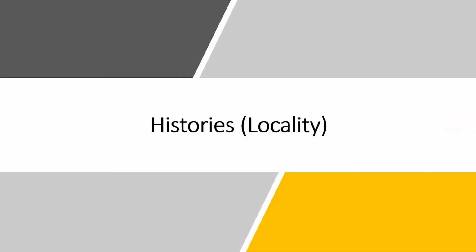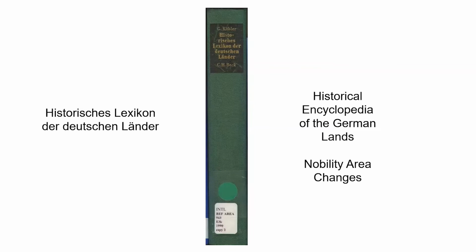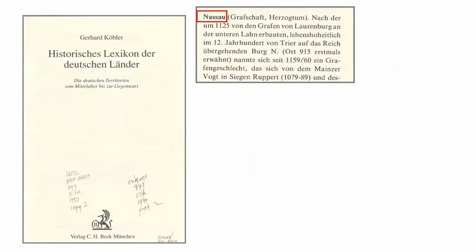Historical changes in areas. We are talking about resources that identify when changes occurred in nobility and provincial areas. From the title, Historisches Lexikon der deutschen Länder, or the Historical Encyclopedia of German Lands, the term lands can pertain to nobility, provincial, and to the modern government areas that they became. It describes how these areas changed over time.